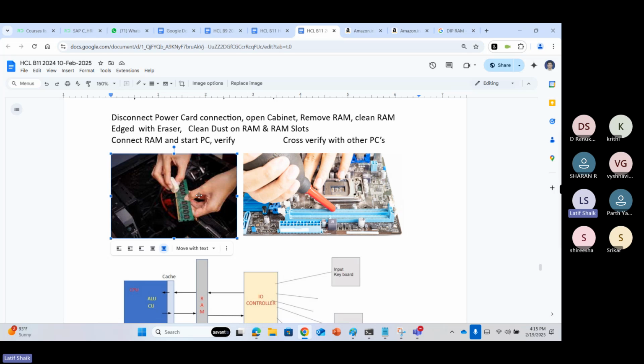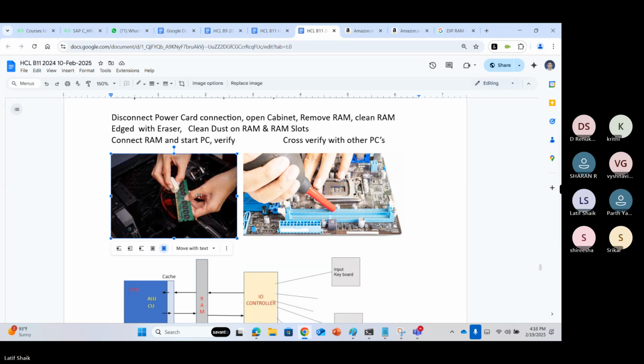First point. Second, you are moving your desktop or laptop around randomly, so it may get some loose connectivity, or you removed the RAM and did not insert it properly, or the RAM has failed and is not working. So what happens? The system throws an error. The system shows a blank screen. Blank screen means nothing on the screen.